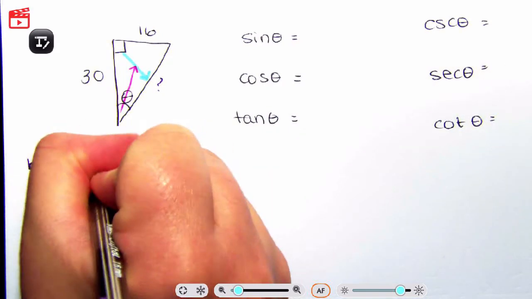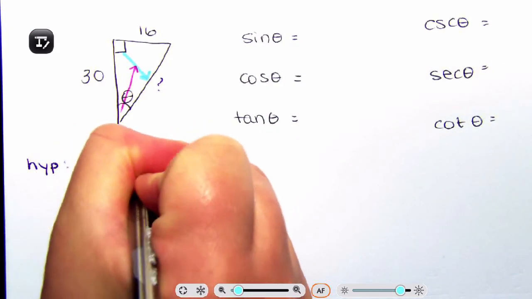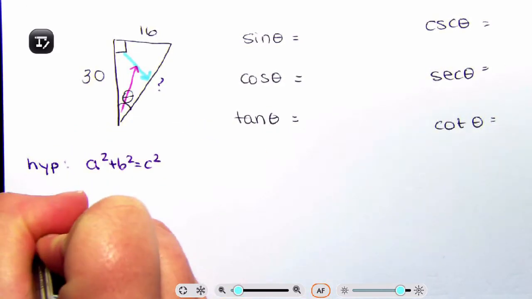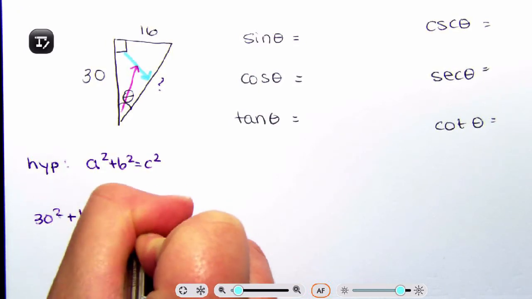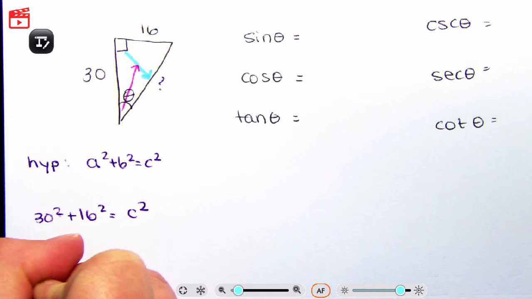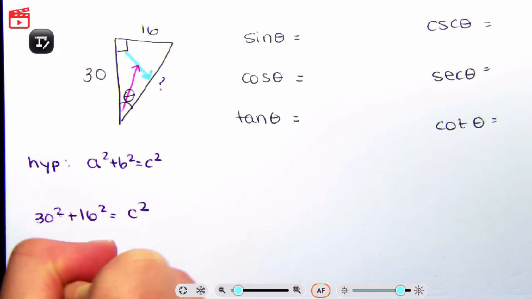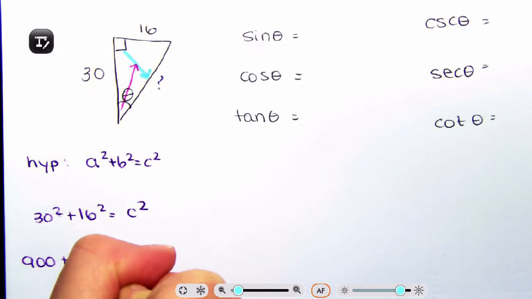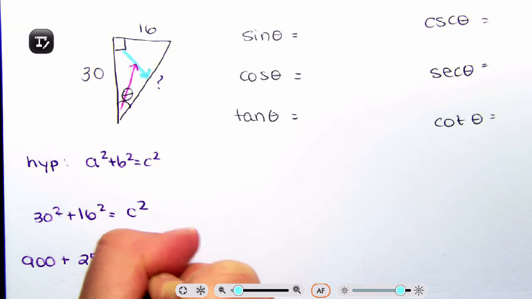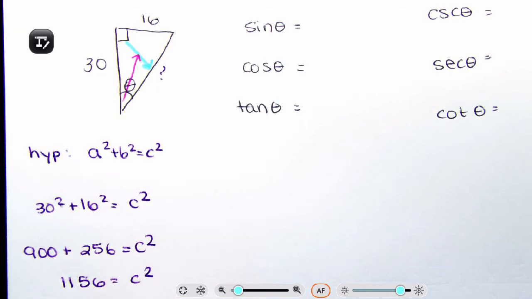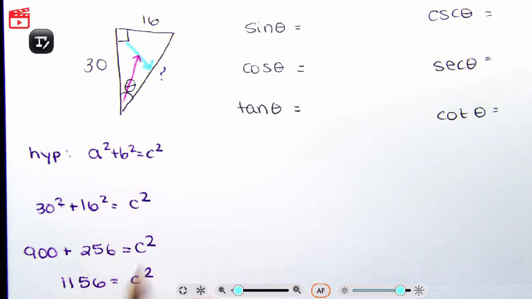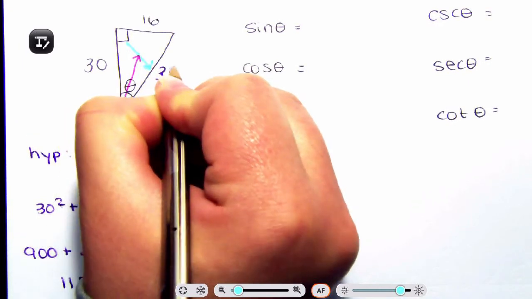So a squared plus b squared equals c squared. So I have 30 squared plus 16 squared equals c squared. 30 squared is 900 plus 16 squared is 256 is equal to c squared. So then I'm going to add these. So I have 1156 is equal to c squared. So c is equal to 34. So now we have this is 34.